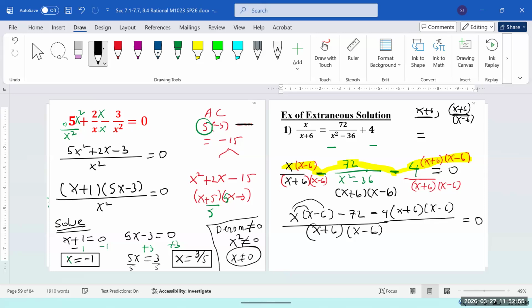We distribute this, what do you get? X squared minus 6x. Then we have minus 72. Now here we are multiplying three things, -4, this and that. When you multiply three things, multiply two first and then the other one. So let's multiply these two first.